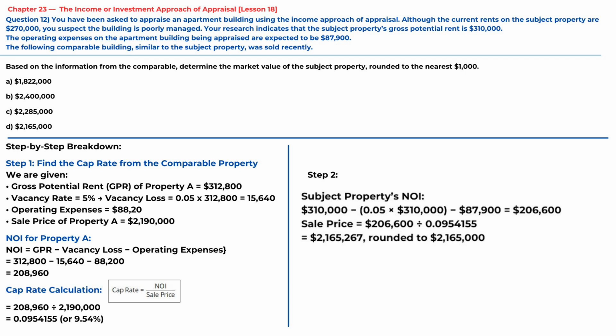Step 2. Subject property's net operating income. $310,000 minus 0.05 times $310,000 minus $87,900 equals $206,600. Sale price equals $206,600 divided by 0.095455, which equals $2,165,267, rounded to $2,165,000.